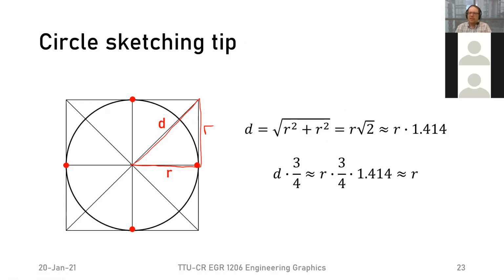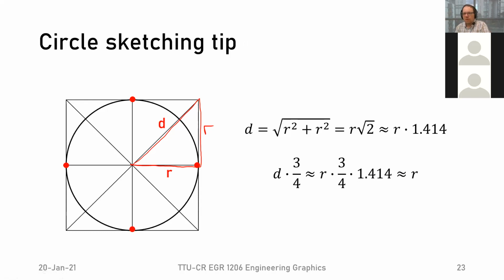That's easy to do. Now, of course, if we want to be very exact, then we can take this and multiply our radius by 1.4 and then draw this point. But of course, that's going to be extremely time consuming. We'll never get around doing that, right? But what we can actually see is that if we take this length, this D, this diagonal, and we multiply it by 3/4, then we get something that's approximately 1. So 3/4 times 1.414 is about 1.